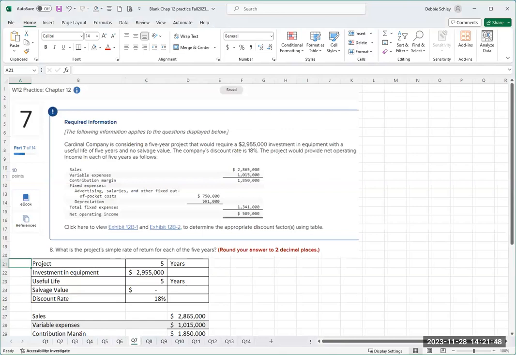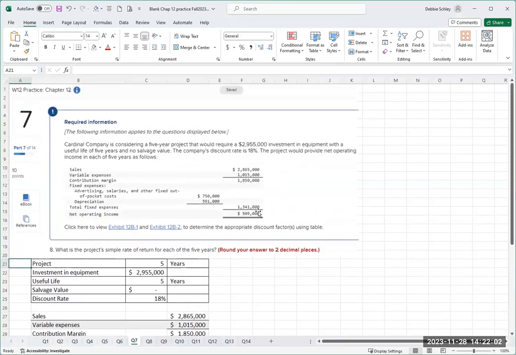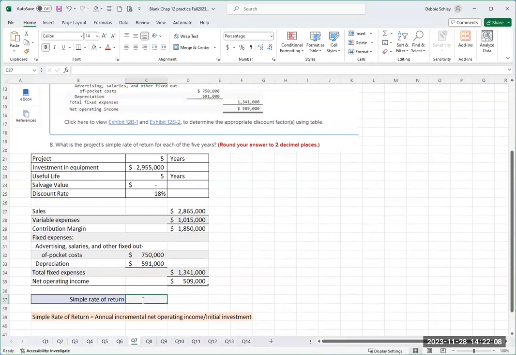Okay. Question 7. What is this project's simple rate of return? So we need the annual incremental net operating income, which is what they gave us right there, divided by the initial investment. So equals net operating income divided by initial investment. And this one is a percent, and they want us to round to 2 decimal places.